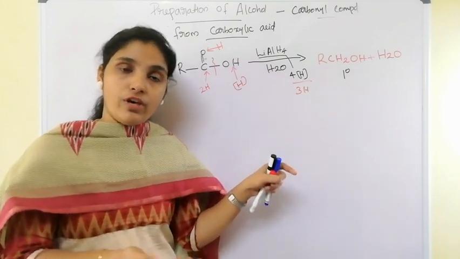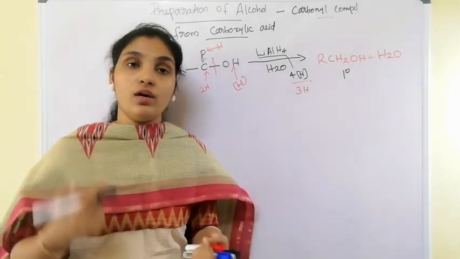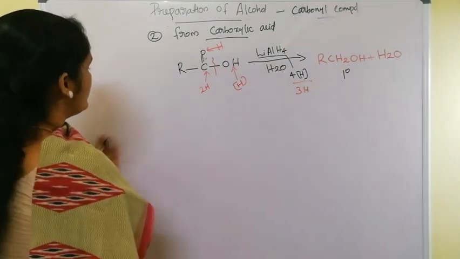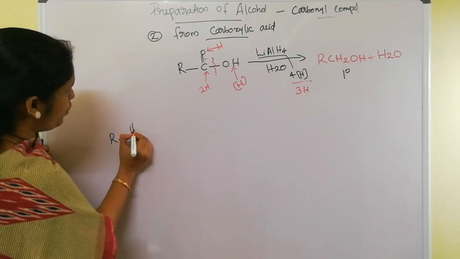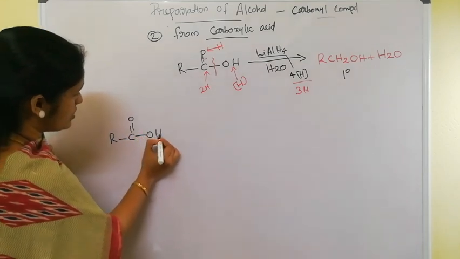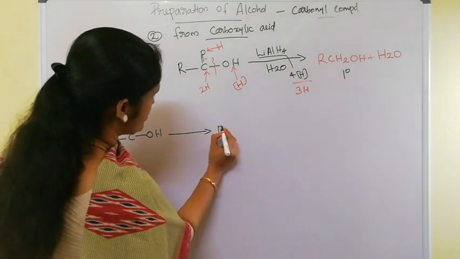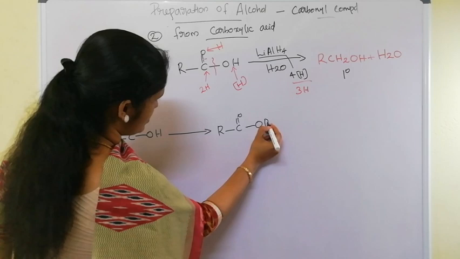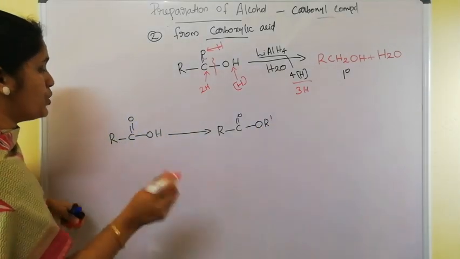So anyhow, we can prepare alcohol from carboxylic acid through an alternative method. First of all, this carboxylic acid, RCOOH, is converted to ester. Carboxylic acid is converted to what? Converted to ester. So this is what? Ester.